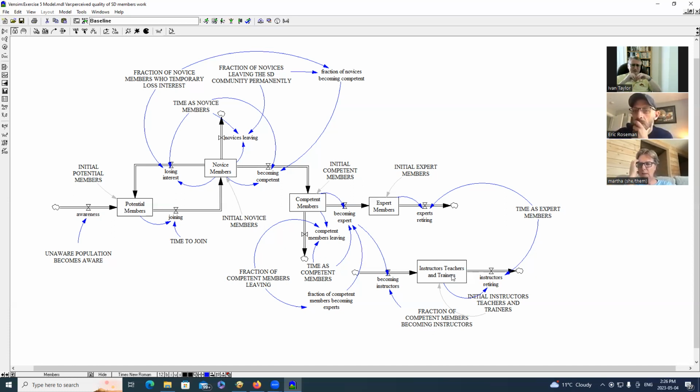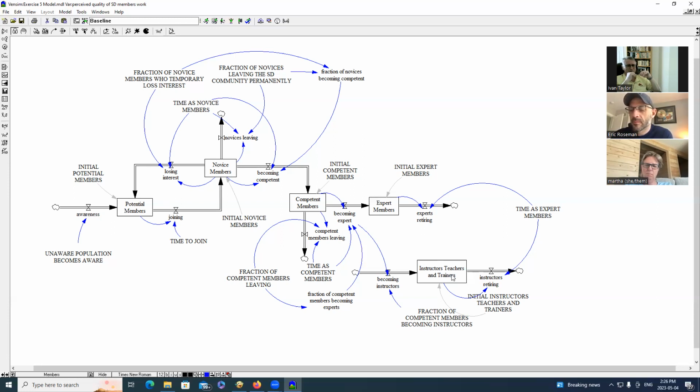I think we can look at it basically as co-flows. Do you understand what co-flows are, Eric? I know maybe a good explanation would be useful. Well, basically, you can see a co-flow there between becoming expert and becoming instructor. Those are actually the same people. You can see that the instructors are a subset of the experts, and so the flow to become an instructor is part of the flow to become an expert. And you have a fraction of the competent members who are becoming experts that will become instructors.